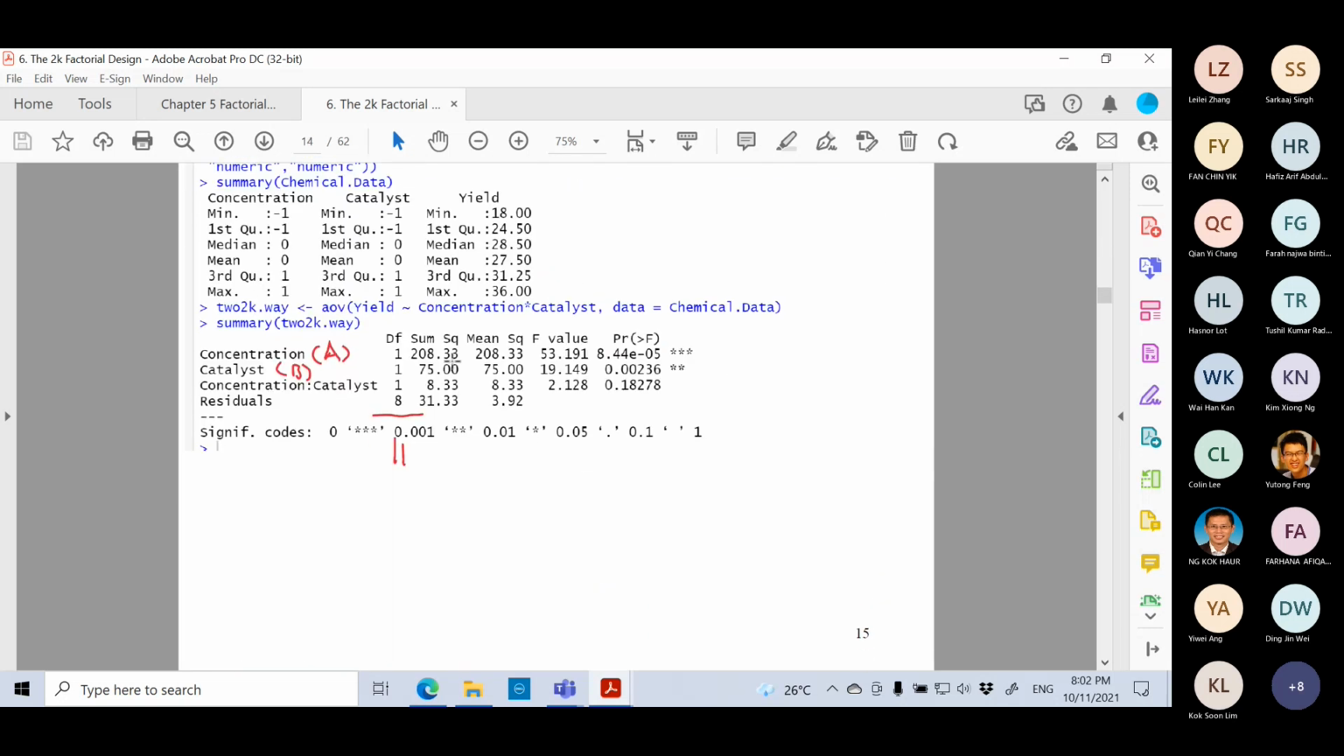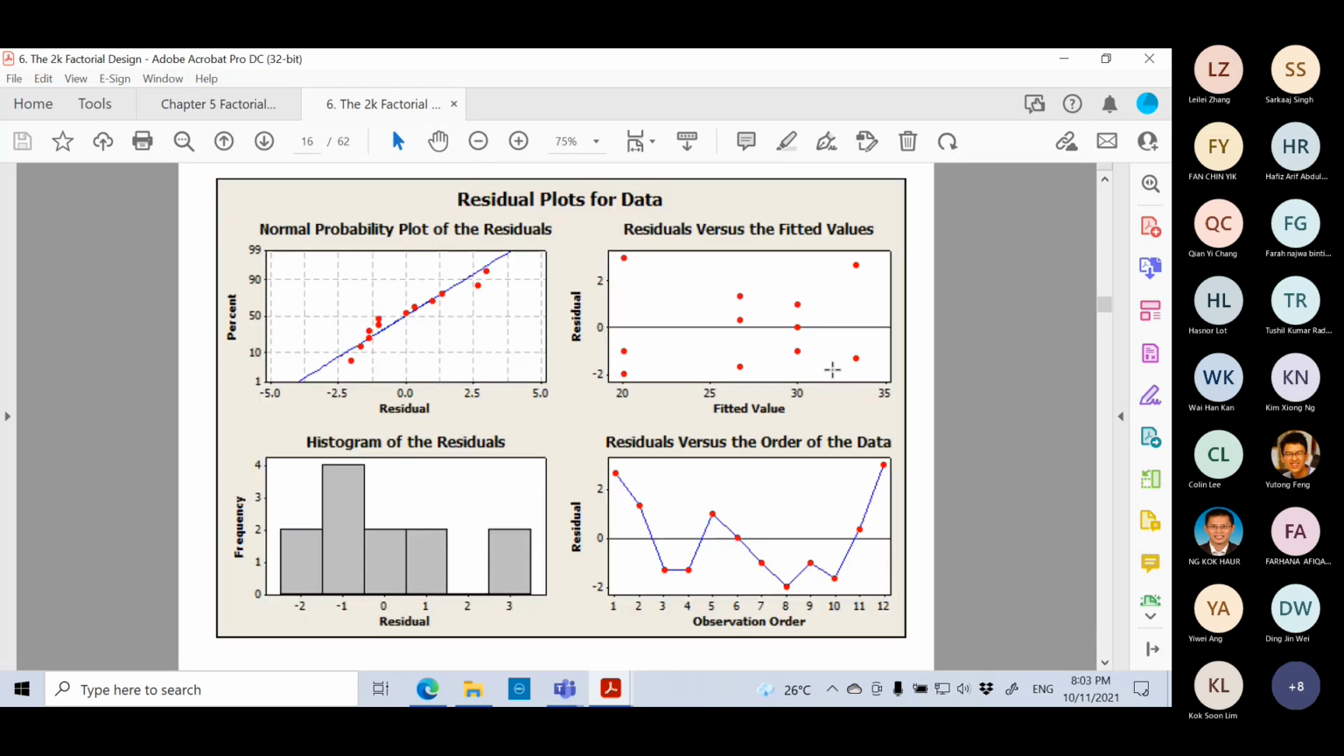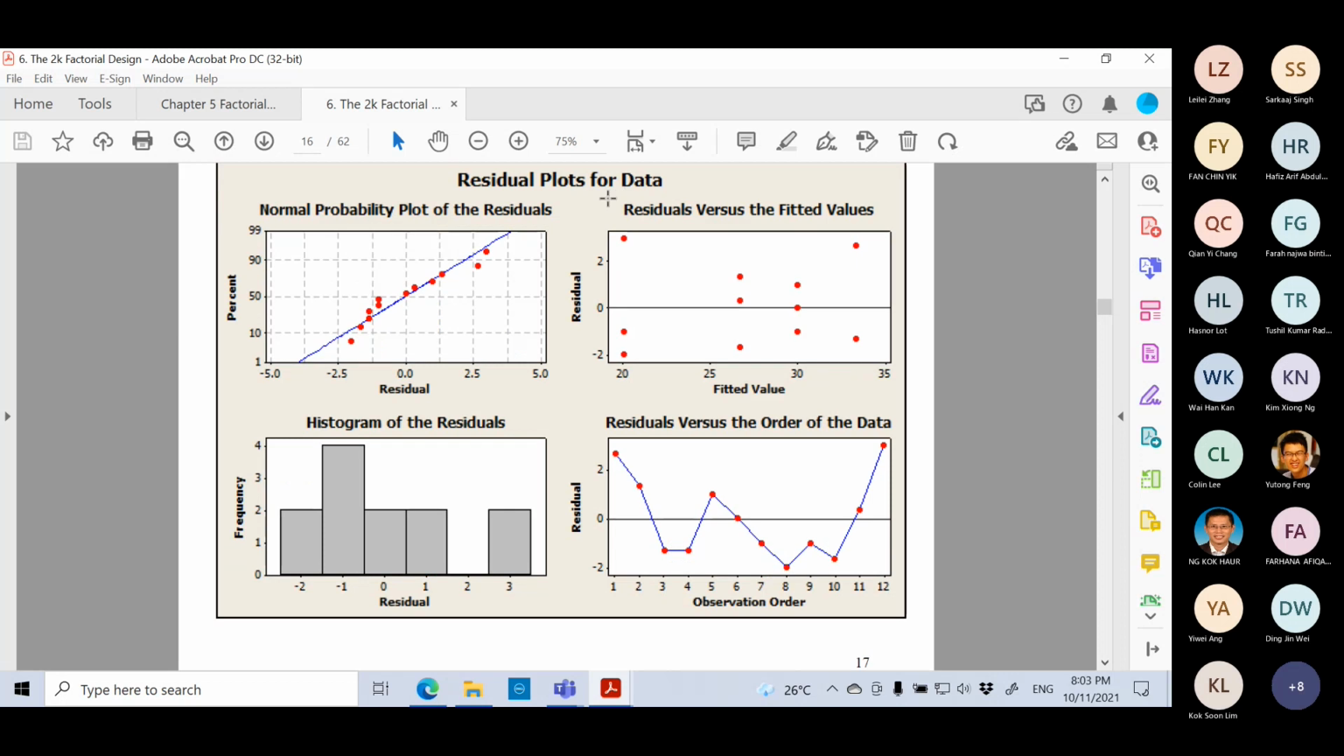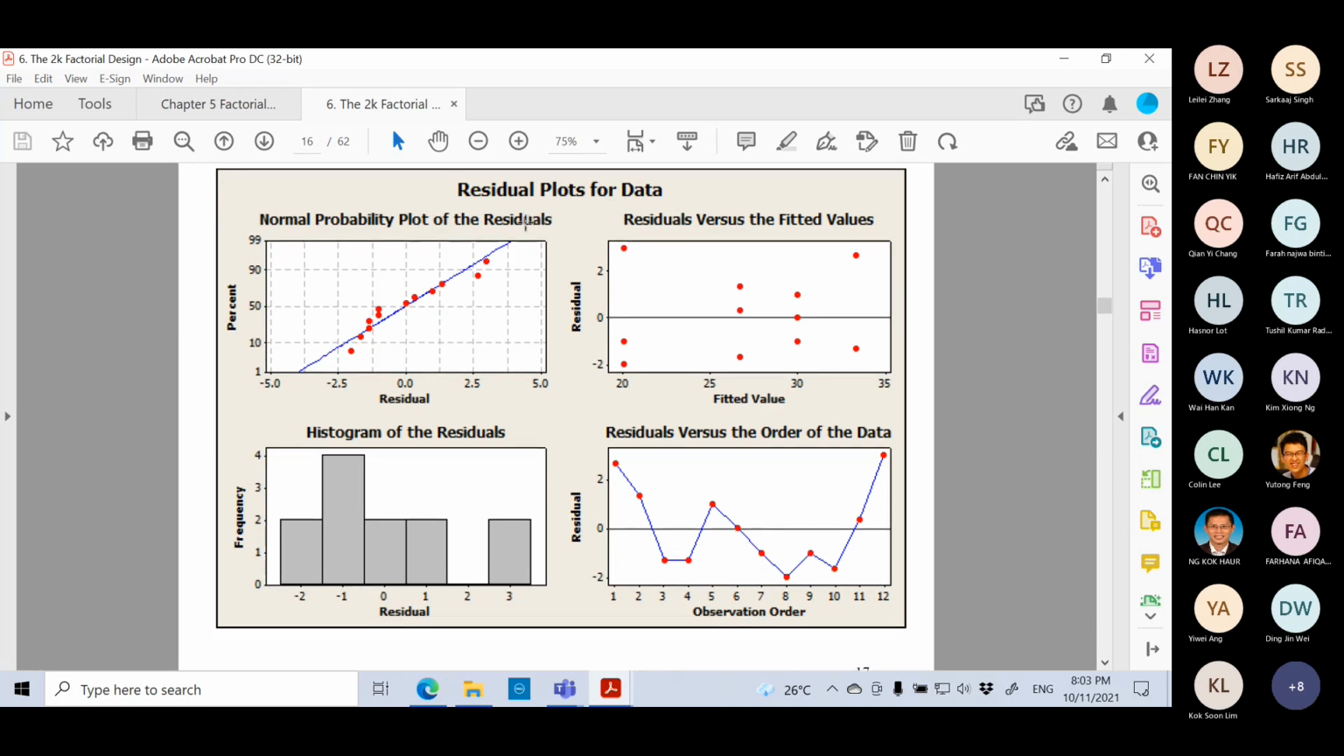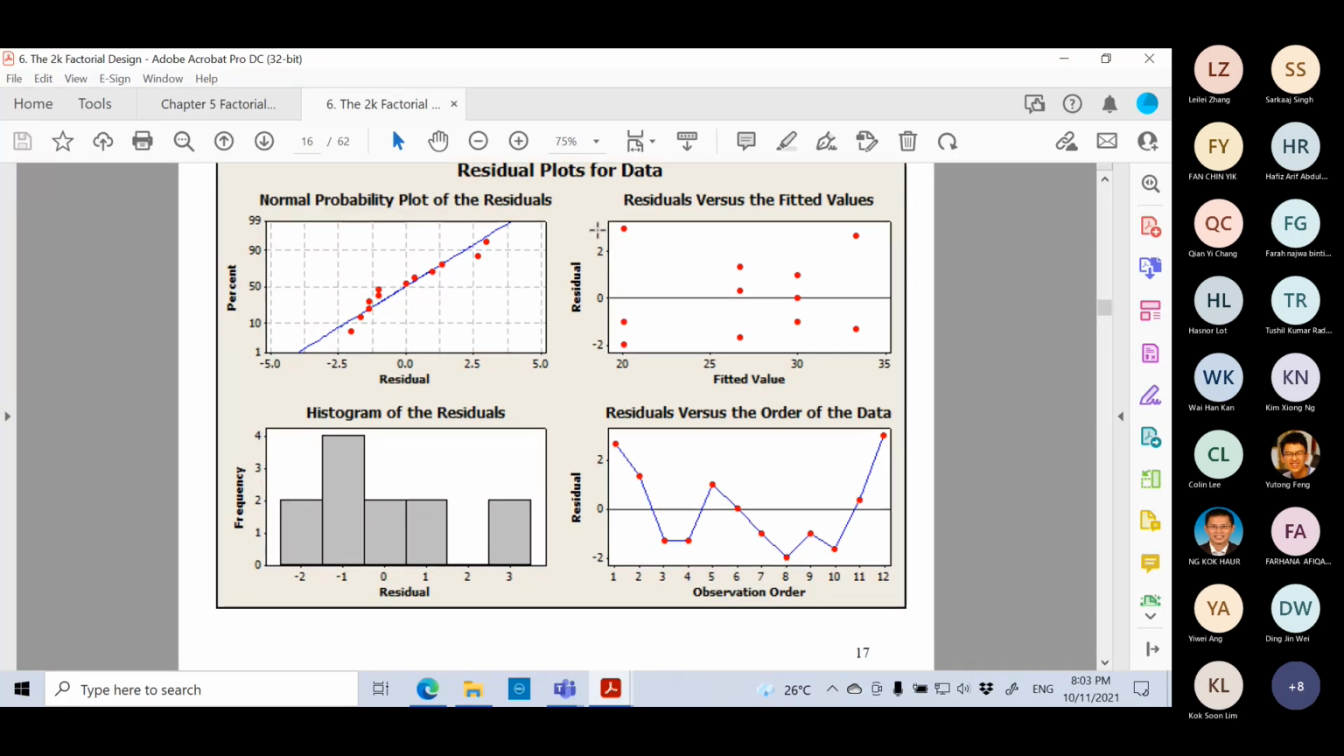Okay, so I have gone through the example here. The ANOVA table is similar to the factorial design, except right now you have only 2 levels. This one is a residual plot. I produced it using Minitab. Of course, you can use R to produce similar plots here.